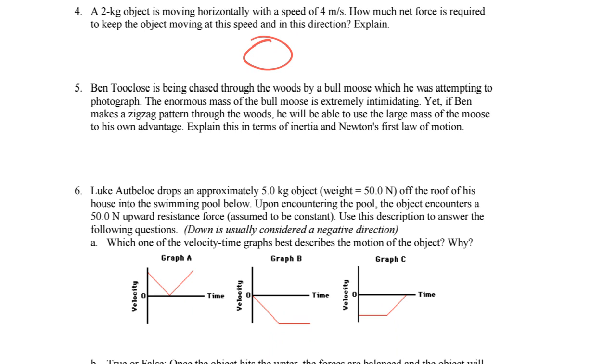So then we got this student Ben being chased by a moose. If Ben makes a zigzag pattern through the woods, he will be able to use the large mass of the moose to his own advantage. So yes, the moose is going to have a hard time changing its direction because that requires force. And since it has a large mass, it's going to require even more force to cause the necessary acceleration.